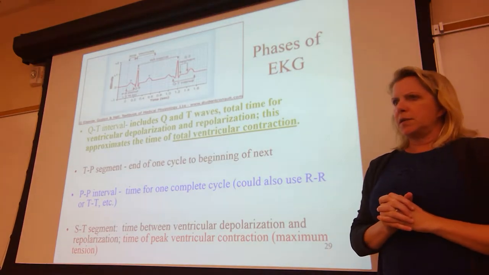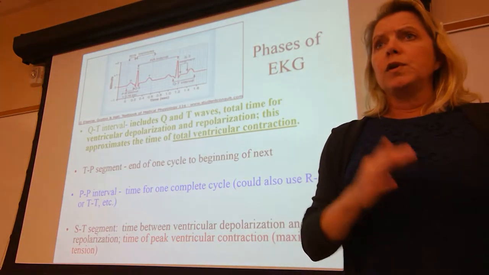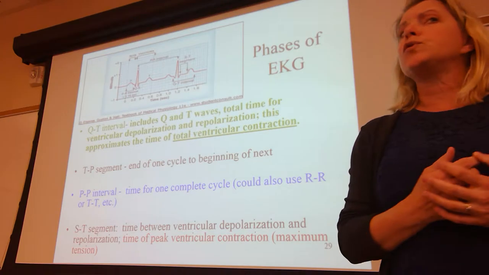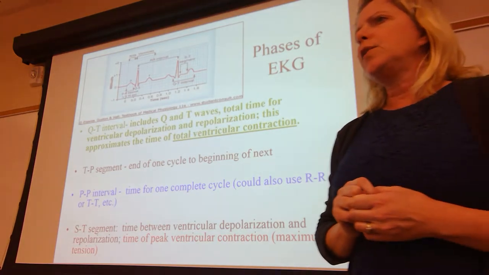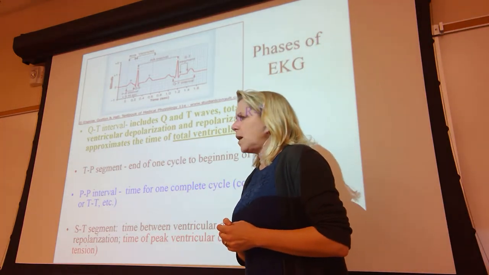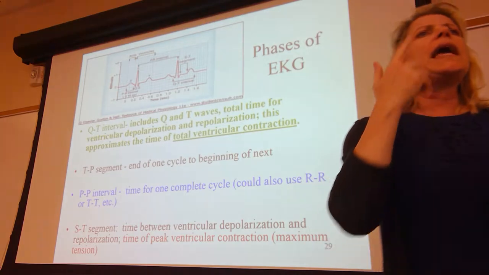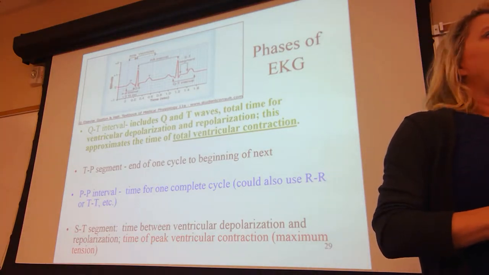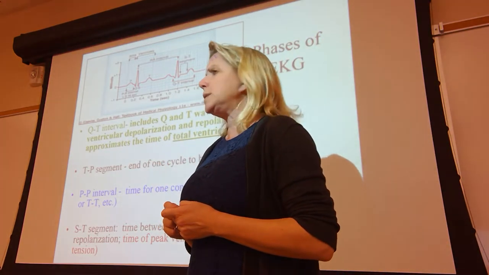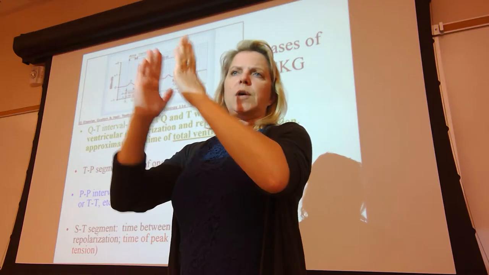The TP segment represents the amount of time in between the T wave to the beginning of the next P wave. It represents the amount of time for the heart to rest. When you start calculating your segments and intervals in about 15 minutes, I want you to calculate a TP segment of the person in your group that had to have a resting EKG and also exercised. I want you to calculate their TP segment at rest and after they exercised. And what you should see is that the TP segment is shortened after exercise.